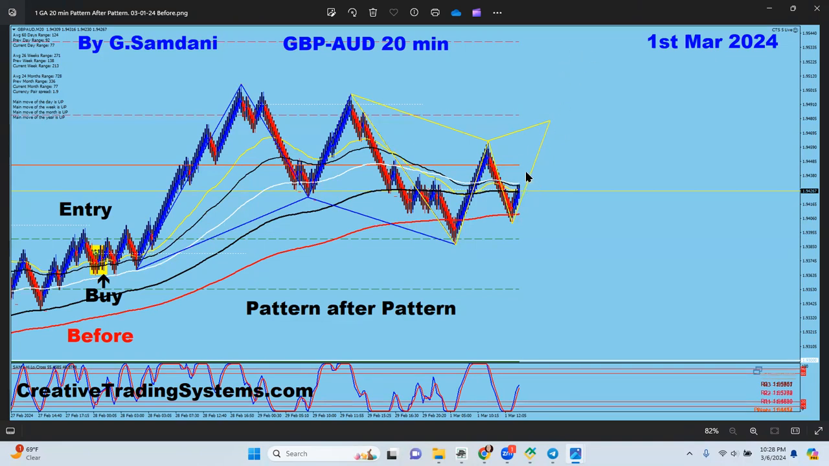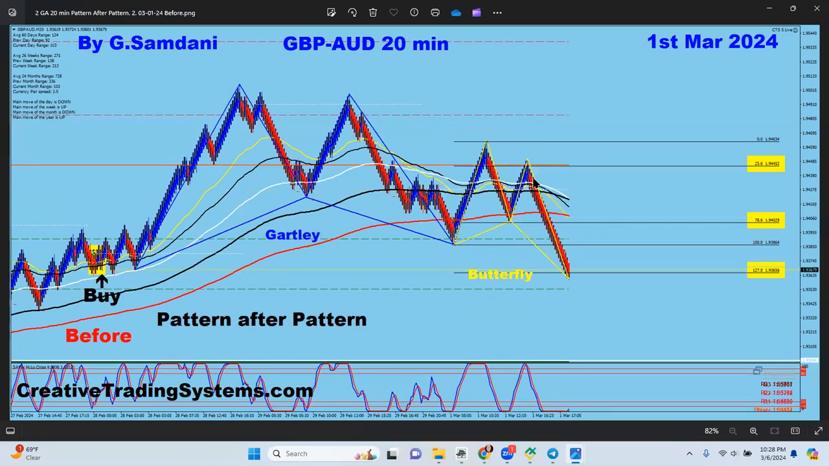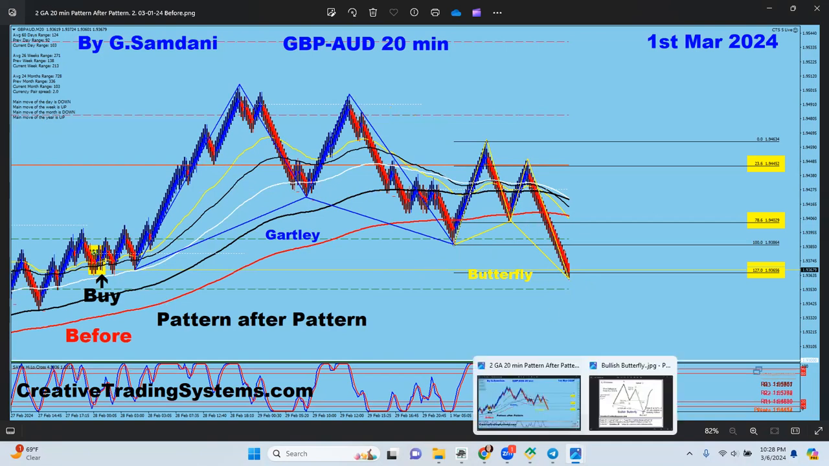But what happened? Before I got the entry, this thing went up a little bit, but then started to come down, so there was no long entry. I didn't take any long trade, but it ended up like this. It went up a little bit and then started to come down, pattern after pattern, a bad pattern after a beautiful butterfly pattern. These patterns have a specific calculation. Let me show you this.